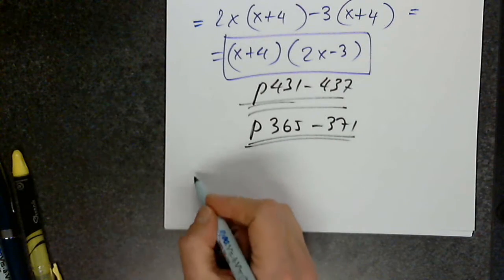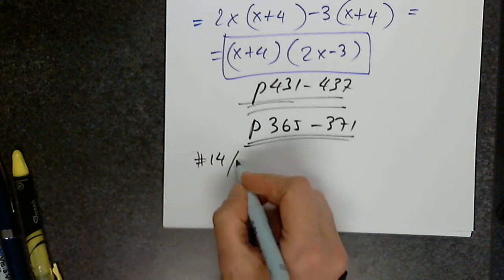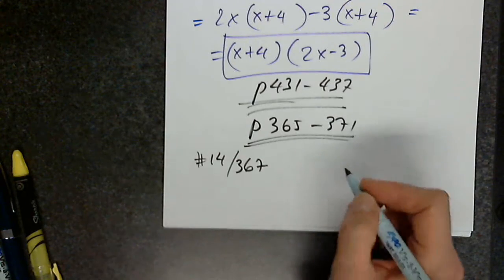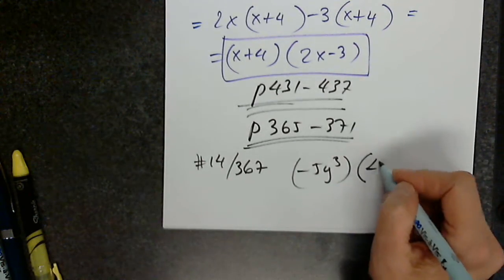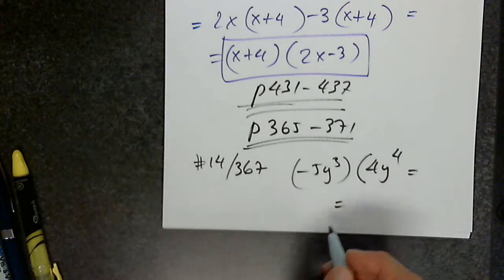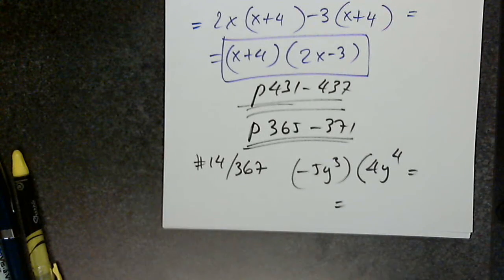First problem, 14 on page 367. Negative 5y cubed times 4y to the 4th. I think I'm just selecting the same problems again. I'm not sure. So I think we did that. Yep. Yeah, if there is no symbol, yes.